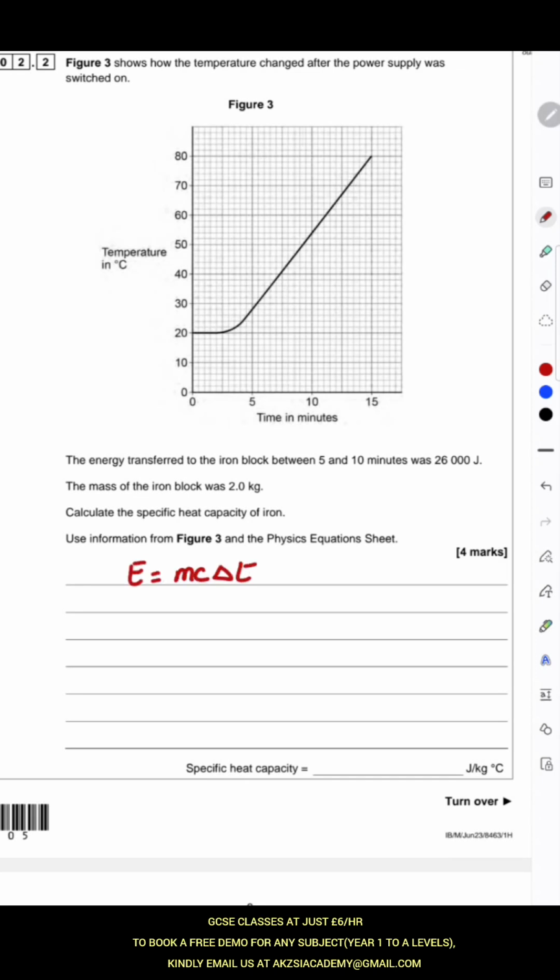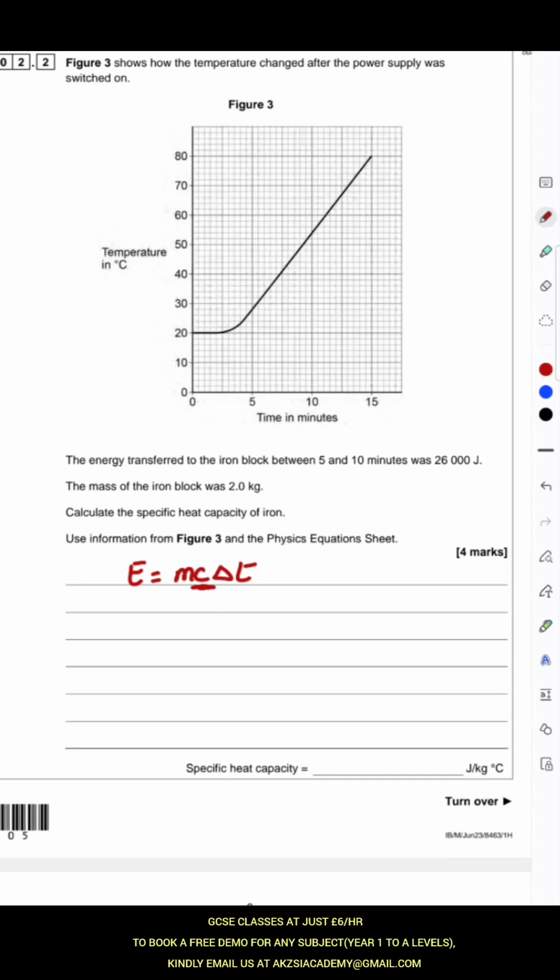So let me just explain one thing. If I'm talking about thermal energy, there are two different conditions: when the object is increasing its temperature, and when the object is changing its phase. When the object is increasing its temperature, this c is called specific heat capacity. That means this value shows how much energy is required to raise the temperature of a unit block by one degree Celsius. Or simply, how much energy a 1 kg block requires to raise its temperature by 1 degree Celsius.